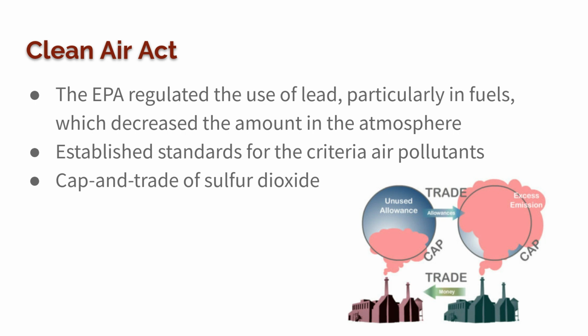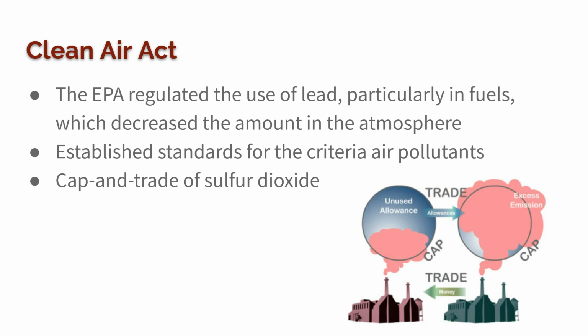Some things you want to know with the Clean Air Act is this led to the ban of lead in fuels, which decreased the amount in the atmosphere by a lot. It also established standards for the criteria air pollutants, and it also set up a cap and trade of sulfur dioxide. So what cap and trade is, let's say you have two factories, factory A on the left and factory B on the right. They're both allowed to have so many emissions.